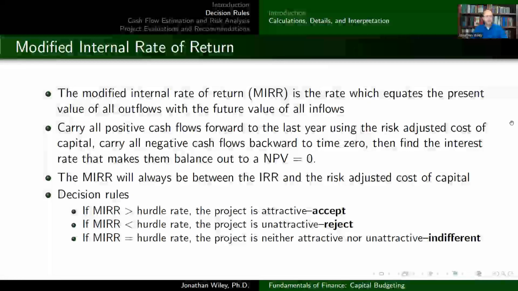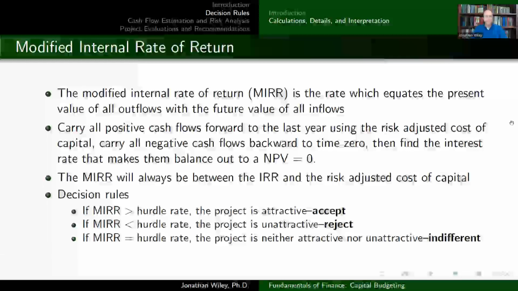Now, the reason why we care about the modified internal rate of return is that this is an attempt to correct the problem associated with the internal rate of return. The problem with the internal rate of return is that it assumes that when I get a cash flow at the end of the year or period, or whatever frame of time we're working with, that we reinvest it in an identical project to the one being analyzed. Well, that could be a bad assumption.